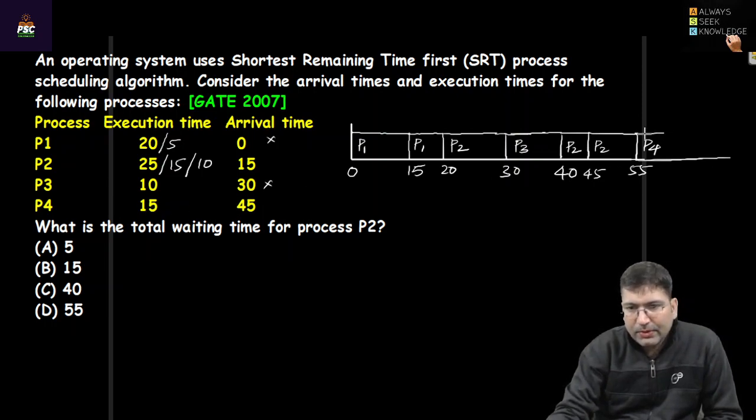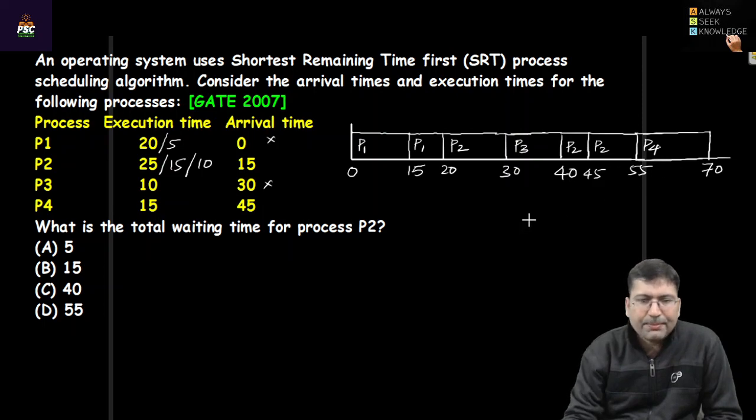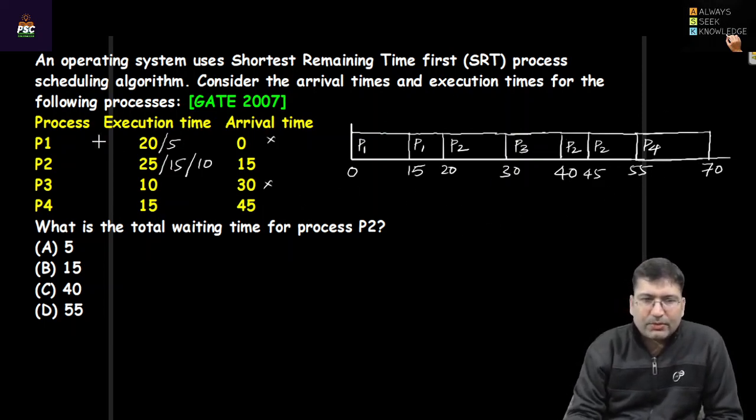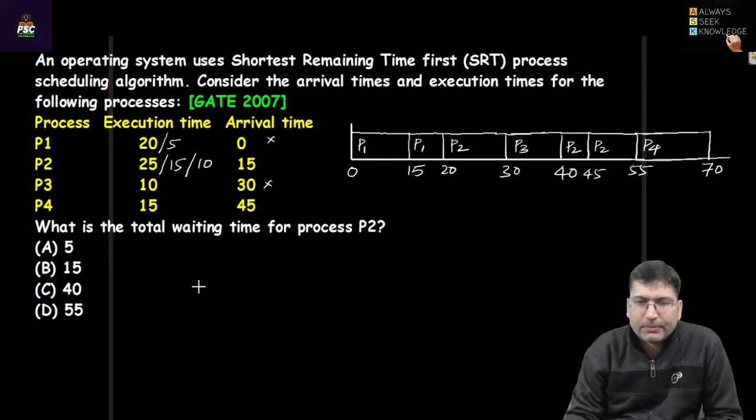So from 55 till, let's say, 70, it will be executing, right? So this is the Gantt chart for this particular scenario by utilizing shortest remaining time first, or preemptive SJF, right?